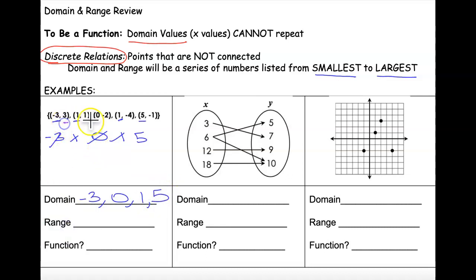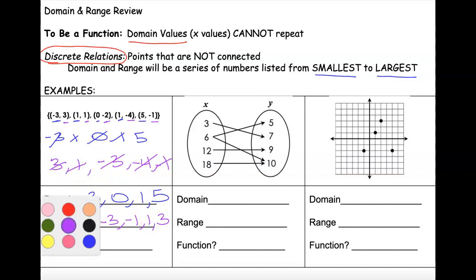Our range, we do the same thing, but now with the y values. So we have 3, 1, -2, -4, -1. None of these repeat, so we have to list them all. And we go from smallest to largest. So the smallest is -4. Then -3, -1, and then 1 and 3.